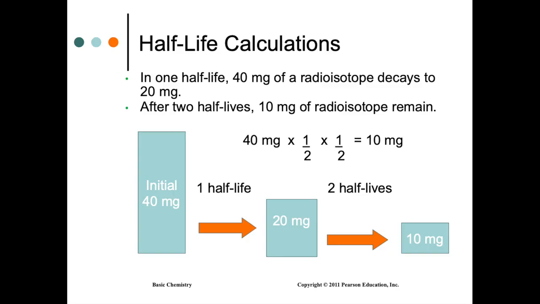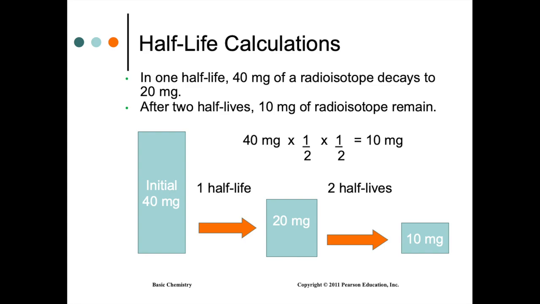So for example, let's say you've got an isotope and you know that it's undergoing 2 half-lives, and we start off with 40 milligrams. How much is left after those 2 half-lives? Well, after the first half-life, our 40 milligrams drops down to 20, and after the second half-life, our 20 drops down to 10. So we could calculate that by taking 40 times half times half. Each half represents the half-life, the 2 half-lives that have passed. And so 40 times a quarter is 10.